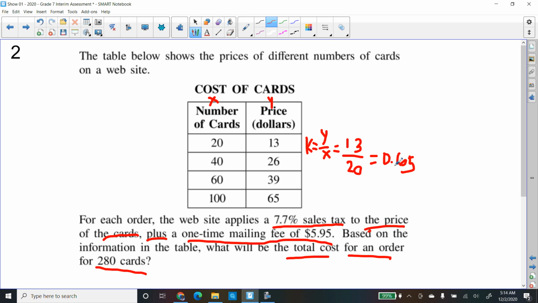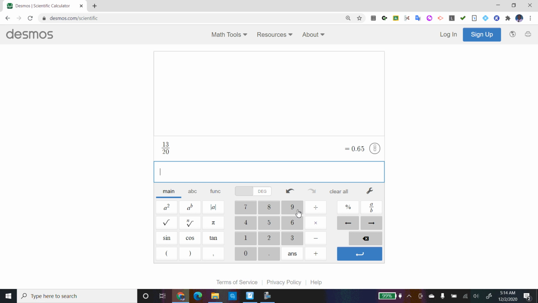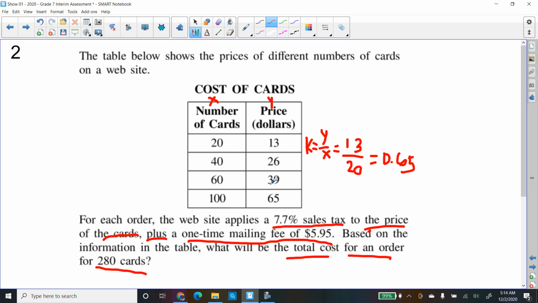So I'll just check these other ones here. 26 divided by 40 and see if that's also okay. So 26 divided by 40 cards. That gives me 65 cents. So that checks out.